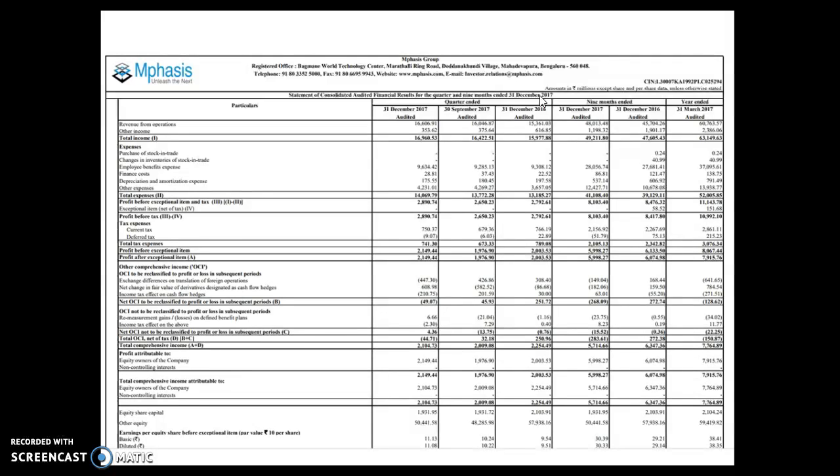Also, the company is focusing on the 1 billion revenue mark and taps the digital opportunity.